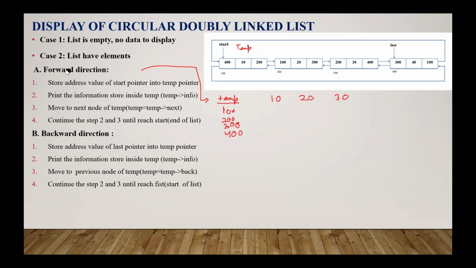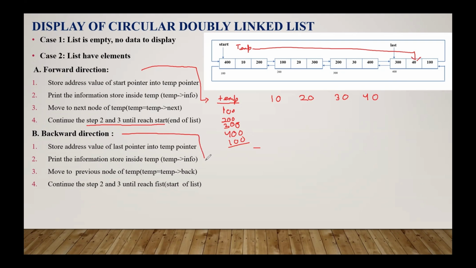400 means the last node. It will go to the last node. So now temp points to which node? This node, the 400 node. Then we print the information part, that is 40. Then temp equal to temp next. What is the temp next? That is 100. Continue steps 2 and 3 until we reach the start. Right now we reached the start, so we have to stop. So right now we got the list information in the forward direction.